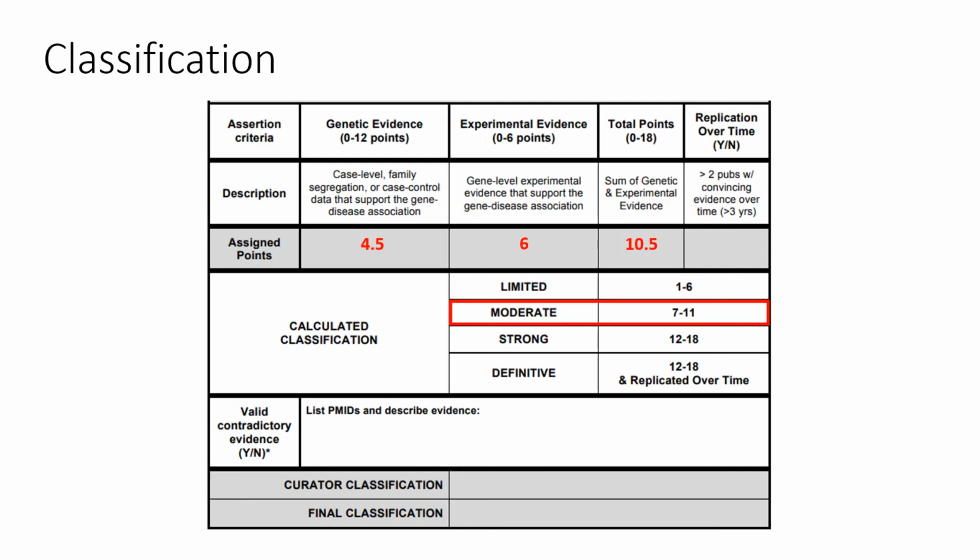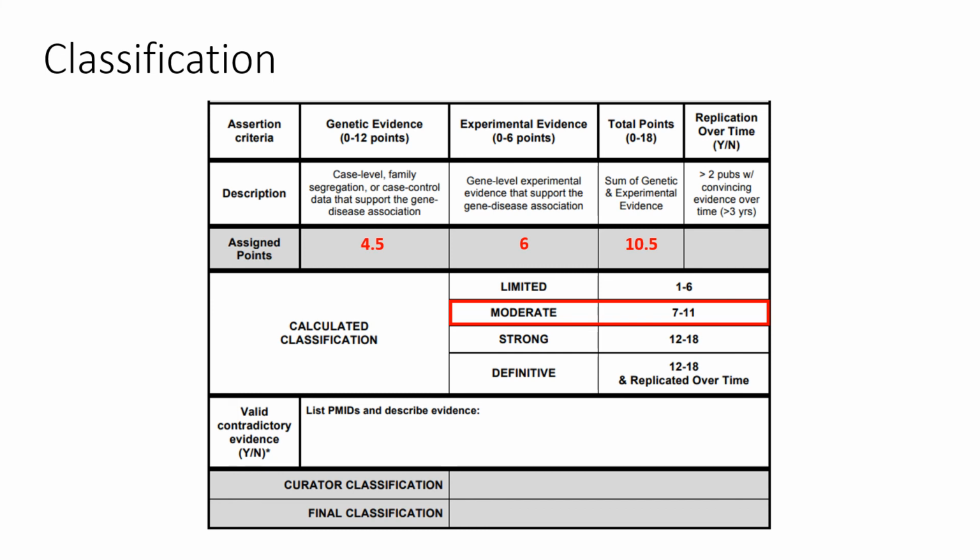So overall, we have 4.5 points of genetic evidence and 6 points of experimental evidence for a total of 10.5 points. As you can see in the red box, this falls within our moderate category. Note also that the range of the moderate category is from 7 to 11 points.